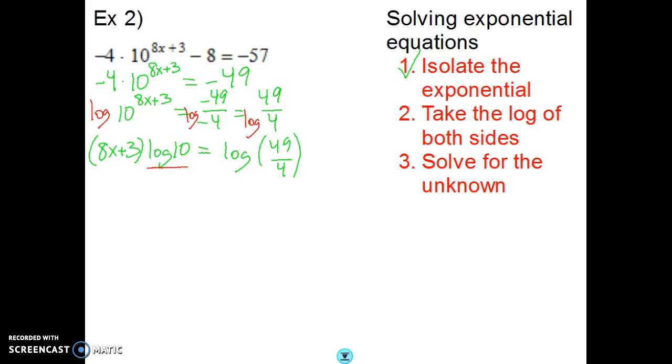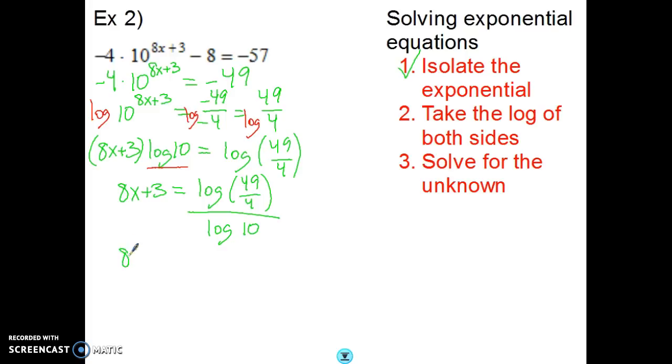If you don't happen to recognize that, though, then you can still go along as if we don't know that that is equal to 1, right? Because you can divide both sides by log of 10. So I end up with 8x plus 3 is equal to log of 49 over 4 divided by log of 10. And now as you have, again, a linear expression on the left side, we have to isolate x.